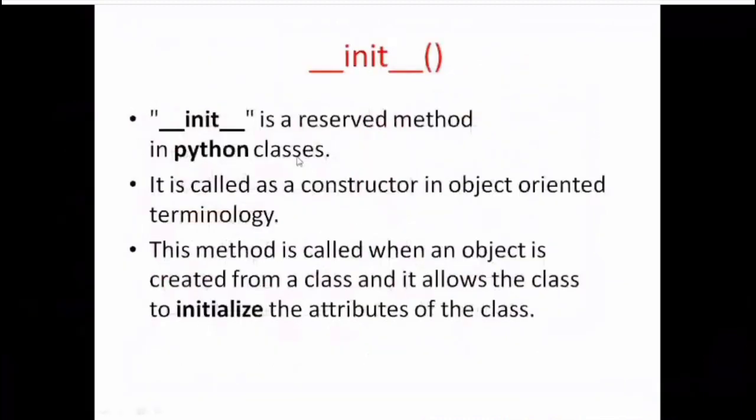see here. Init is a reserved method in Python classes. It is called a constructor in object-oriented terminology. This method is called when an object is created from a class and it allows the class to initialize the attributes of the class. So whatever attributes are there for the class, all the attributes of the classes will be initialized using this init method. If you create 10 objects, 10 times the init method is called. If you create 20 objects, for all the 20 objects, init method will be called. Correct? Yes, sir.